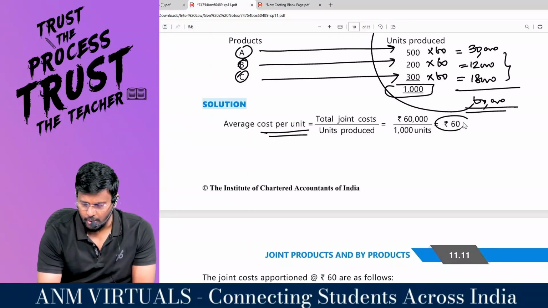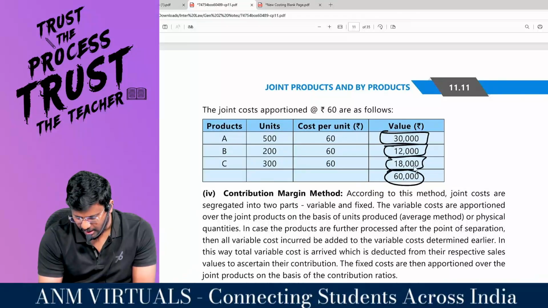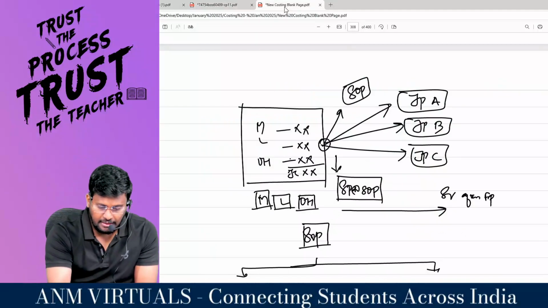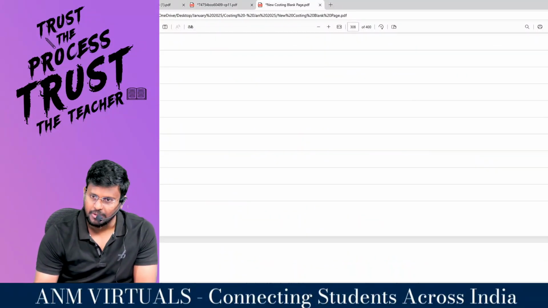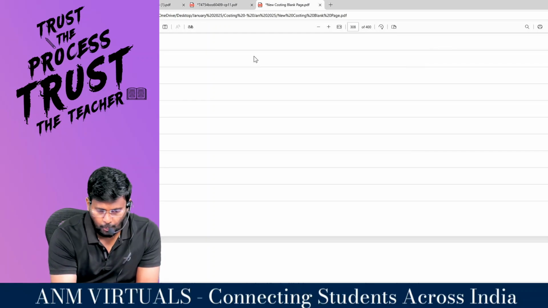Average cost per unit means you have to calculate the average cost and you have to apportion like this. That means, my dear lovable students, both are one and the same. Both are the same as the number of units method. Now I will prove it to you, look.